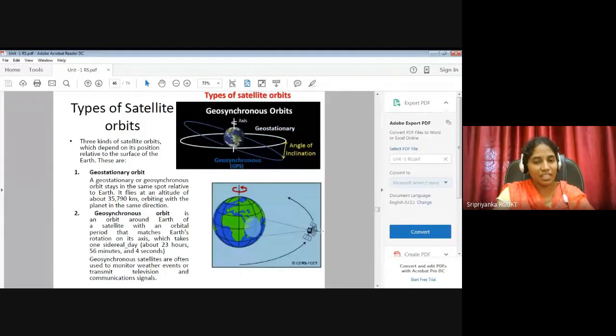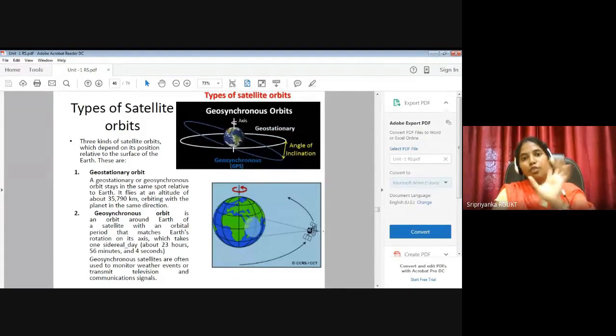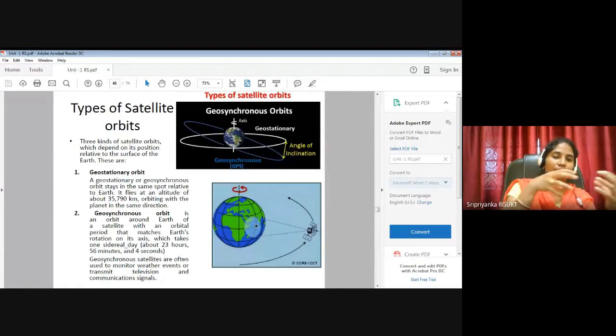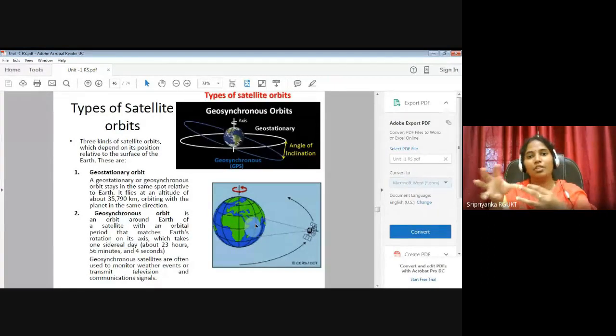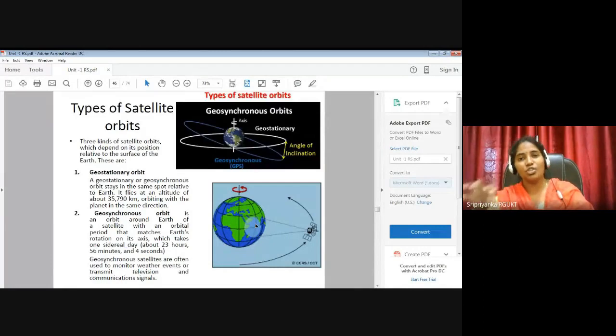So what is happening? My satellite is there. It has a focus. It has this kind of focus, it's concentrating on this part. So now what happens? My Earth's rotation and my satellite rotation are synced together. So wherever it moves like this, the same part, exactly that portion will be covered at different time scales, right? So that's called geosynchronous.